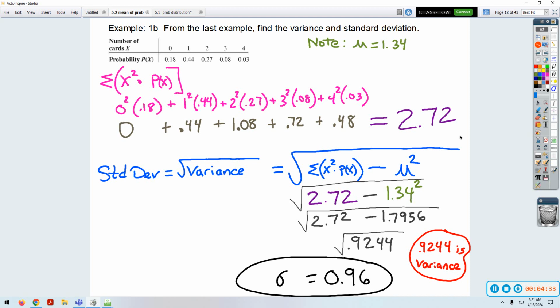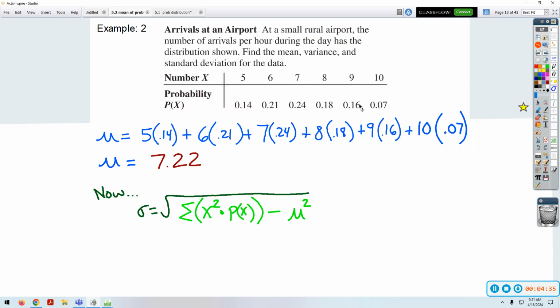Let's look at one more. Arrival at airport. They're showing the number of arrivals per hour, and they're saying what's the probability. So we have 5 arrivals around 14% of the time, 8 arrivals 18% of the time, and so forth. The mu, you straight up just go ahead and take 5 times 0.14, 6 times 0.21, and so on. Adding them all together gets 7.22. So that's going to be your mean. On average, per hour, you have 7.22 flights or arrivals for each hour during the day.